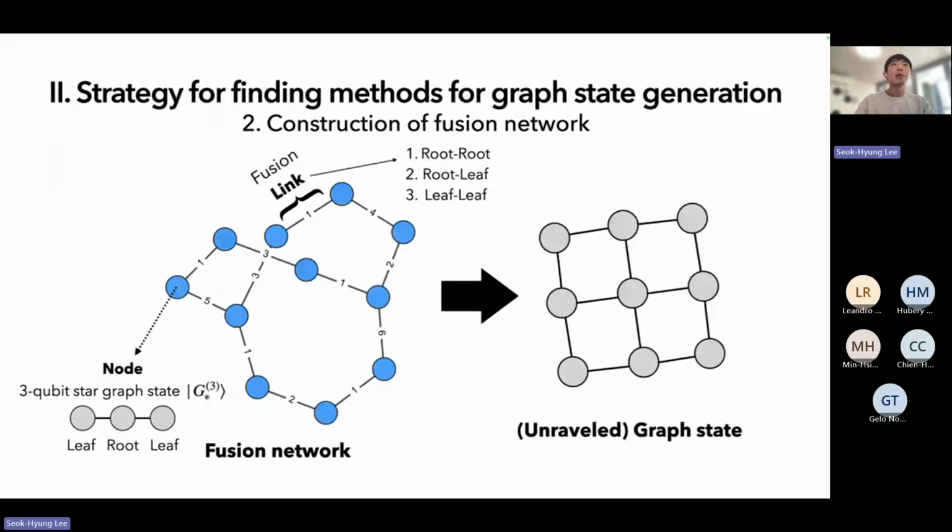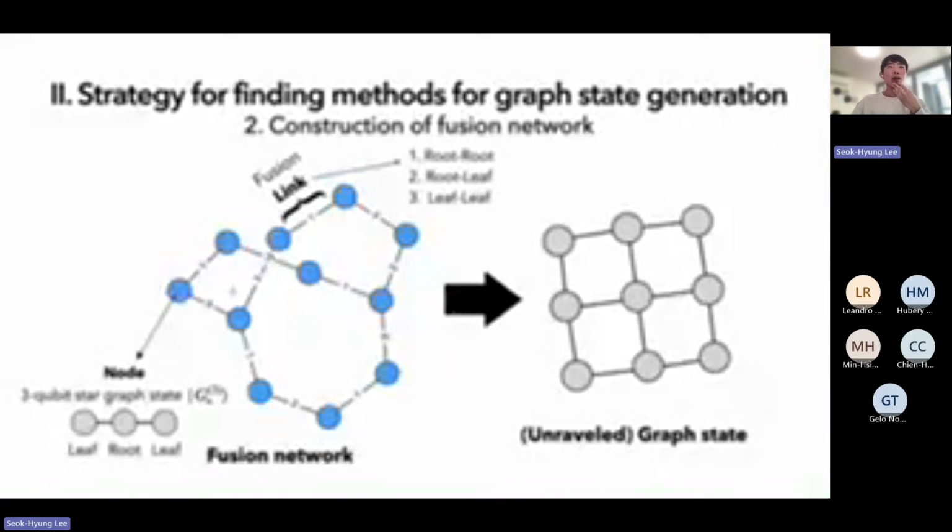And now let's move on to the next part, construction of fusion networks. So we now have an unraveled graph state, and our goal is to combine multiple Bayesian resource states with fusions to generate this unraveled graph state. And a fusion network specifies an instruction for generating a desired graph state. Simply speaking, it is just a graph of multiple nodes and links, but we don't use the terms vertices and edges, but the terms nodes and links, because it can be confusing with the terms in the graph state.